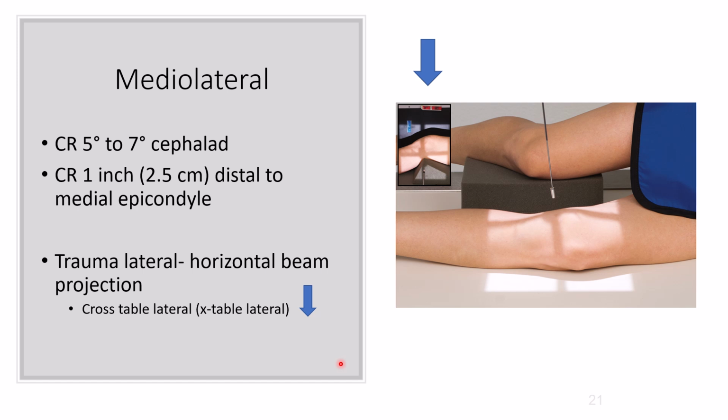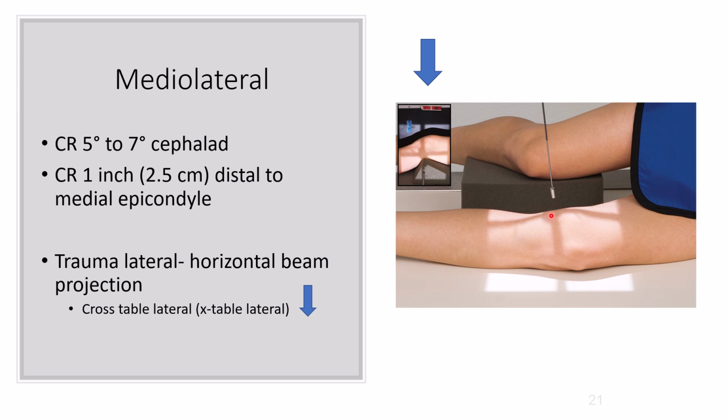So patient rolls laterally towards the affected knee. We put a 5 to 7 degree angle on the tube, and the central ray now is 1 inch distal to the medial epicondyle. That's honestly going to be at the same level as 1/2 inch distal to the apex, except that when you're 1/2 inch distal to the apex, now you're just rolling that up on top. You can see the medial condyle, medial epicondyle, I'm sorry, right here, and you're 1 inch below that.